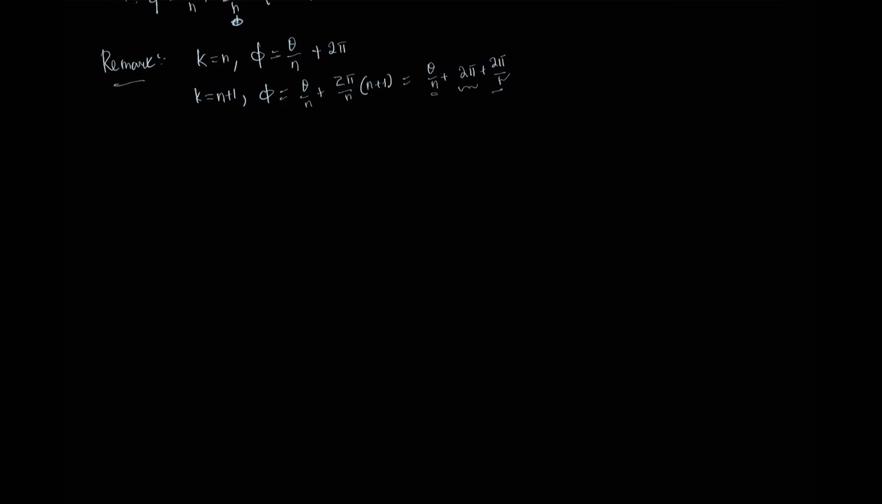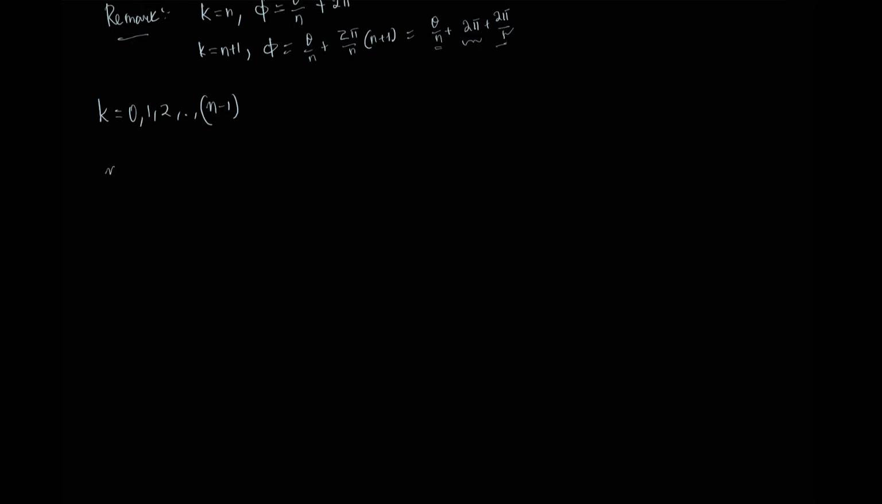So the values, you are only going to get the values for k equals 0, 1, 2 up to n minus 1. So n values you are going to get, because after that all of these become plus 2 pi, essentially the same thing. So therefore, what happens to the nth root of z?